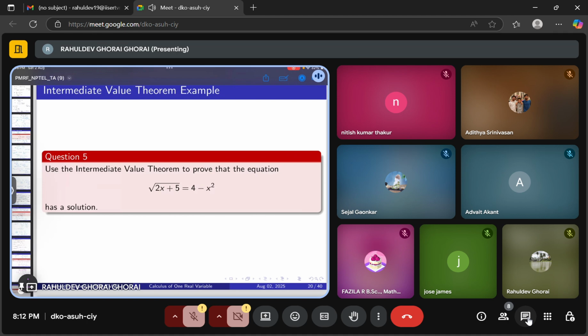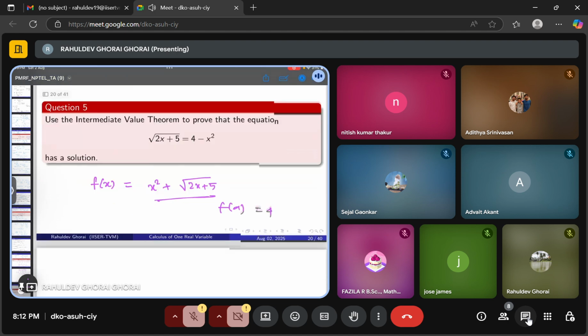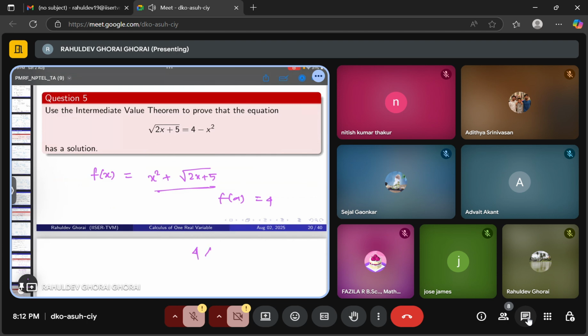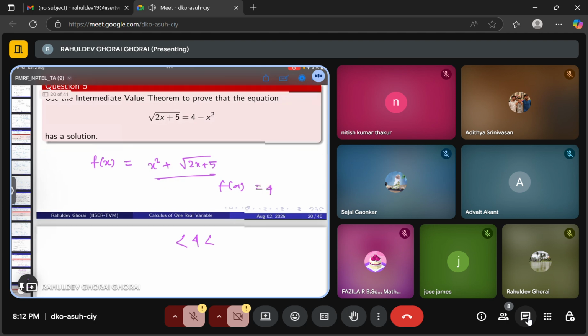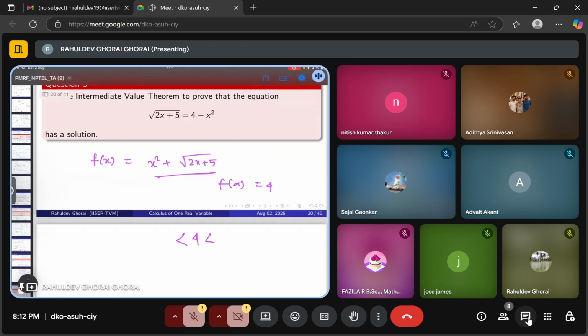Okay, it was so quick from Advait. So tell me how you did that. What is the meaning of this as a solution? It means f(x) is equal to x square plus square root of 2x plus 5, and you have to show that there exists alpha such that f(alpha) is equal to 4. For that you need to find two values of f such that 4 lies in between.